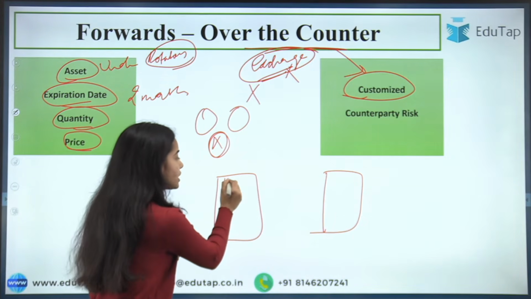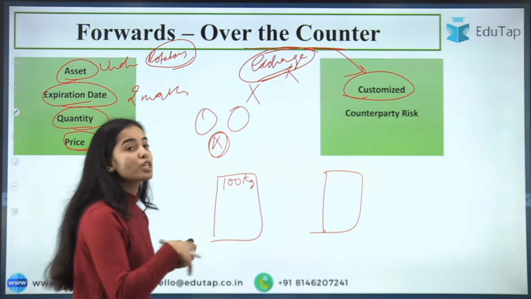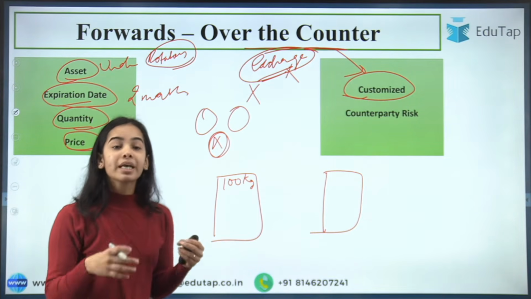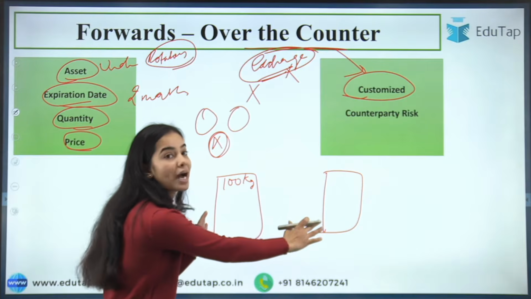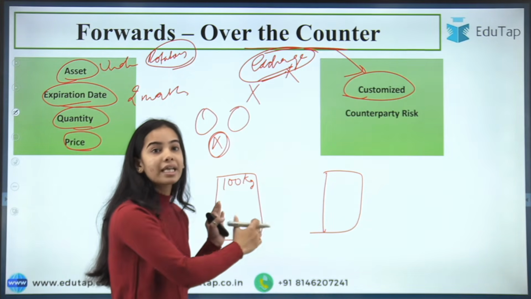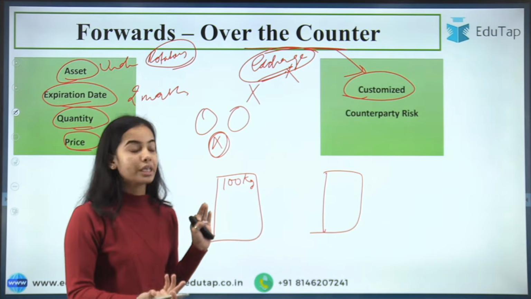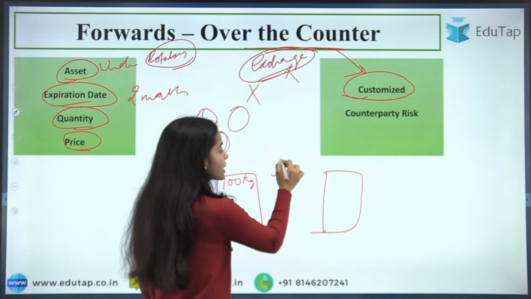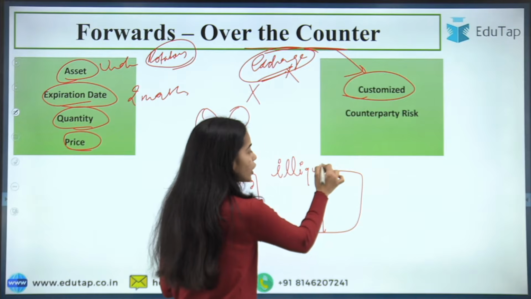Customized means that how much quantity, how much price, how much time, all of this is decided by the two parties, and no intermediary is deciding the price, the quantity, and the expiration date. So it is customized, and customized also makes it illiquid.